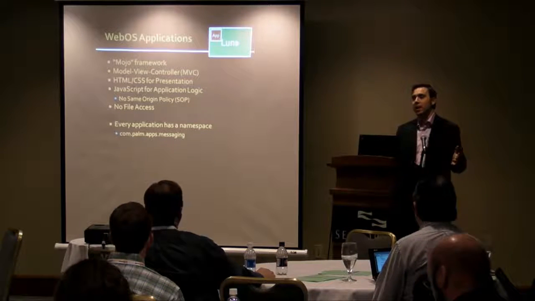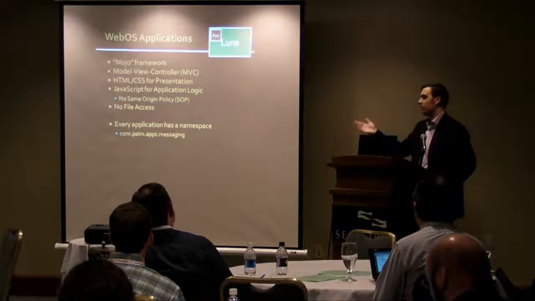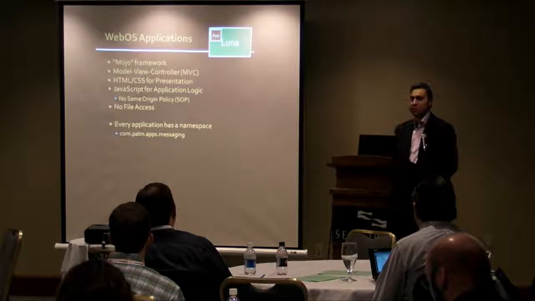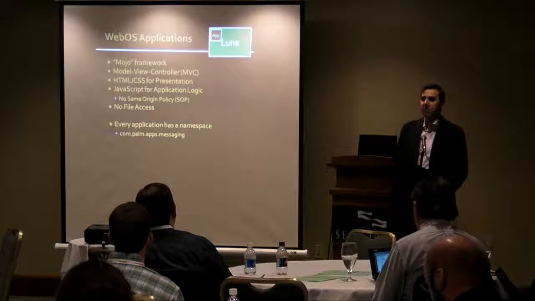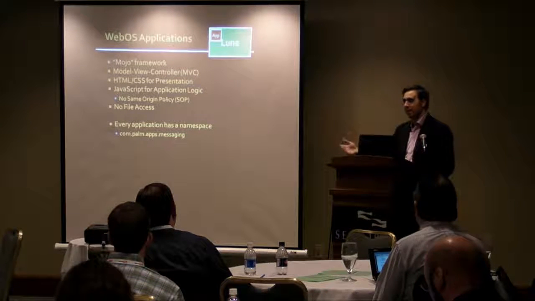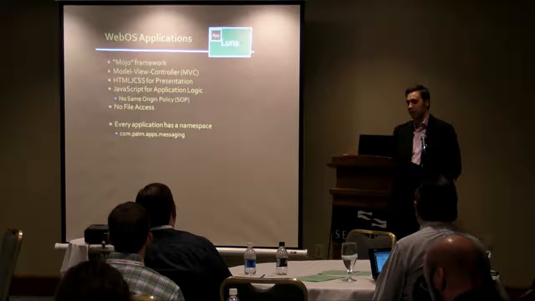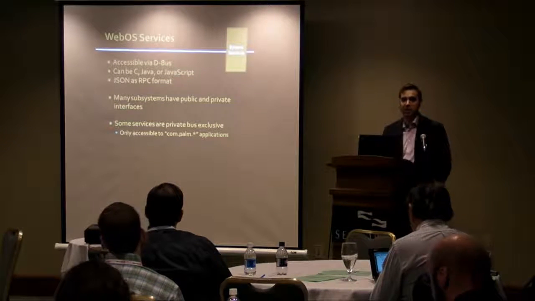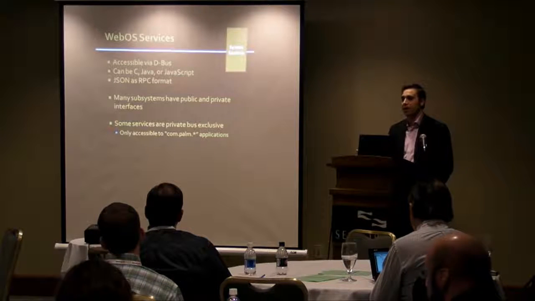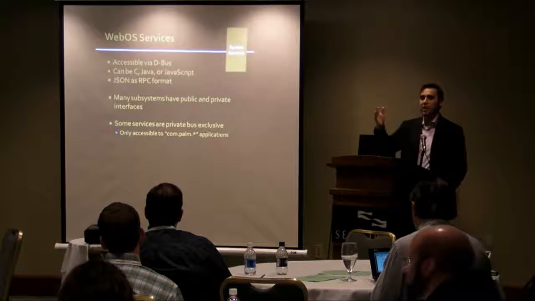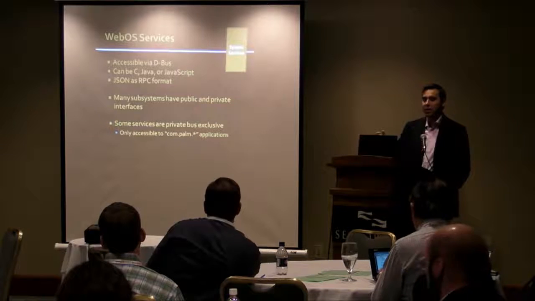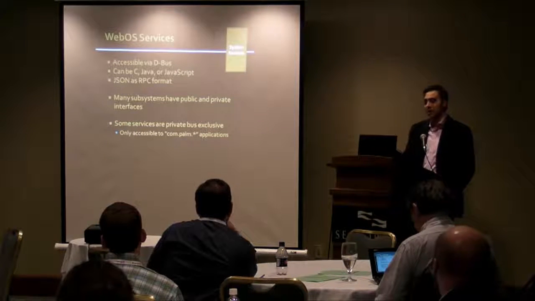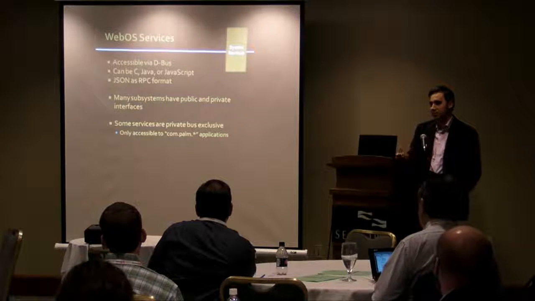Every application has a namespace, and the namespace is an important way that the security system is triggered. It's reverse DNS notation, like Java apps. So com.palm.app.messaging is the messaging application. I mentioned there are system services. They're accessible by dbus. Everything has a URL, like palm://com.palm.mail. They can be written in C, Java, and JavaScript. And by convention, everything talks JSON, even the C services and the Java services.